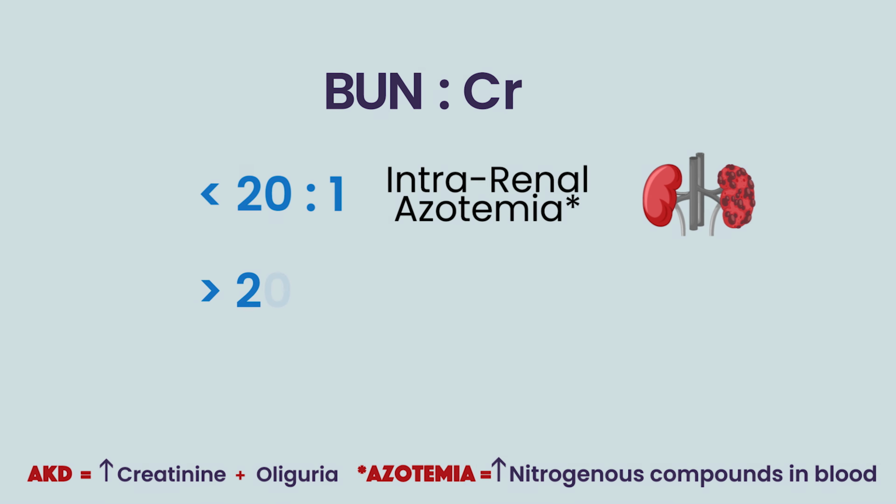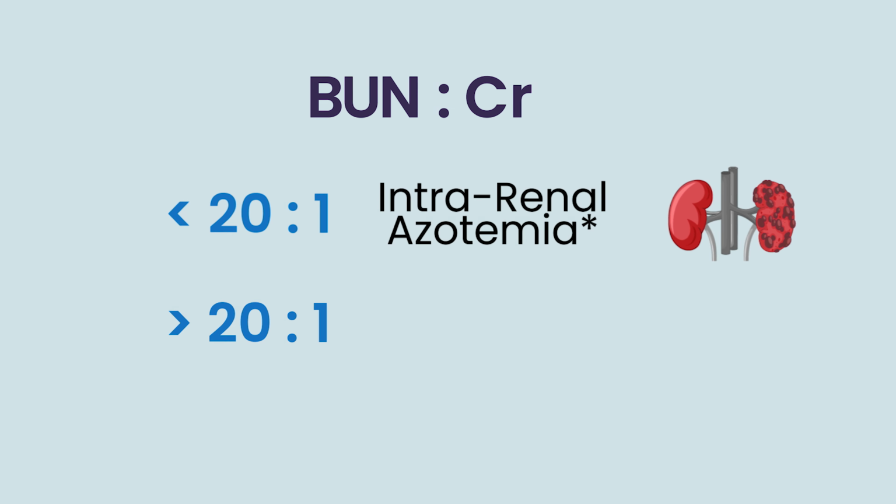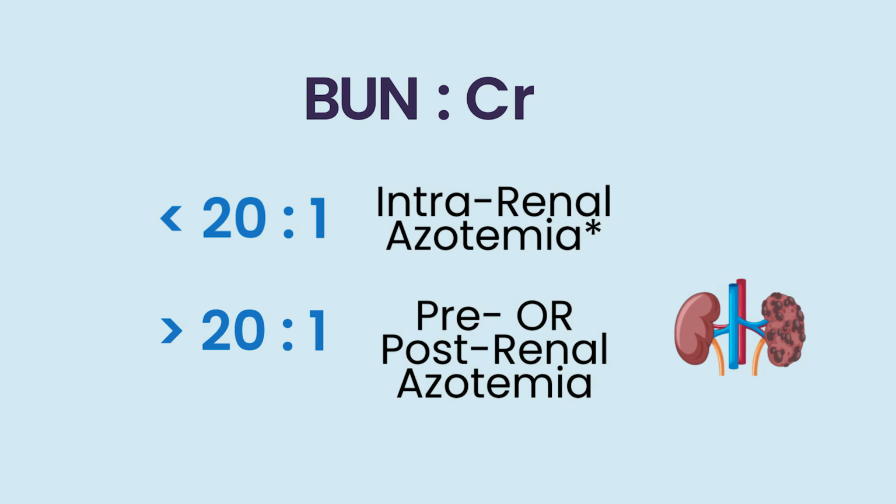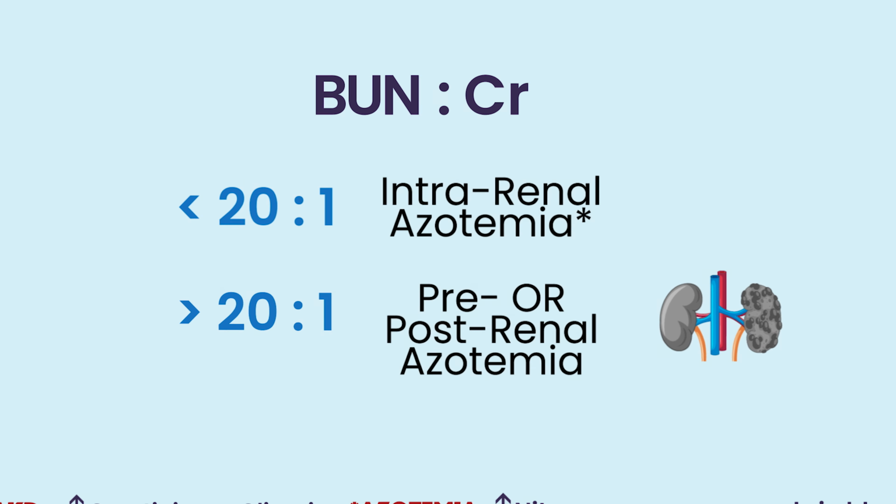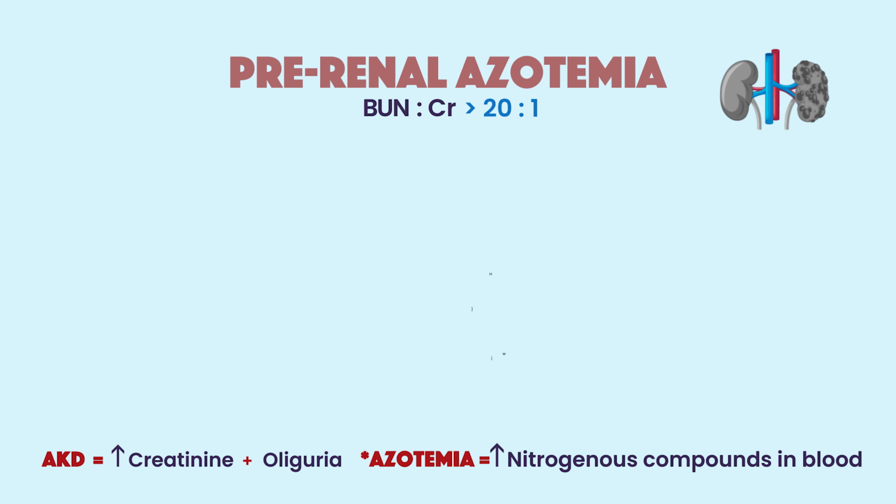Otherwise, if it's greater than that, then it's probably either pre-renal or post-renal azotemia. And we're going to discuss the different types of pre-renal azotemia in this video. And it's pretty straightforward. It's going to be easy.